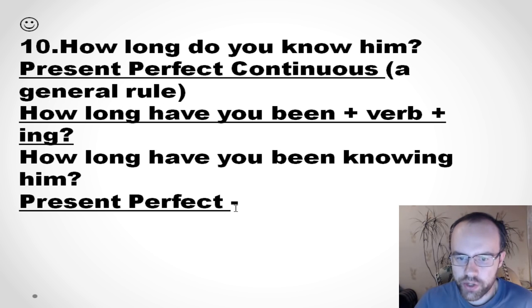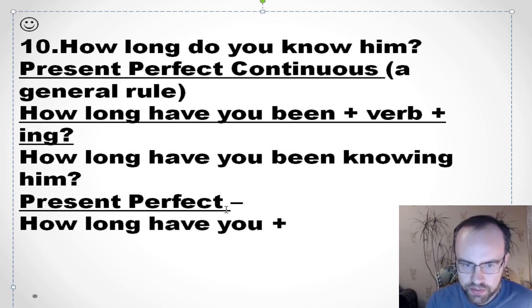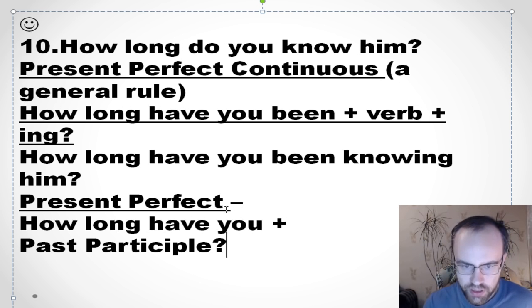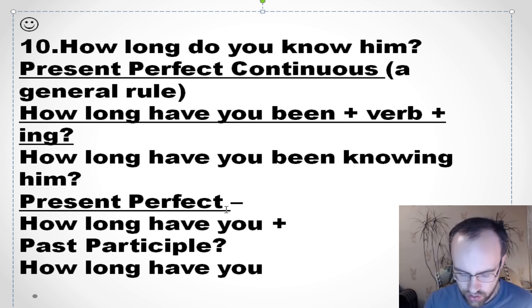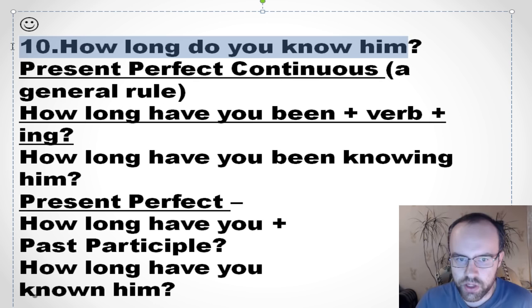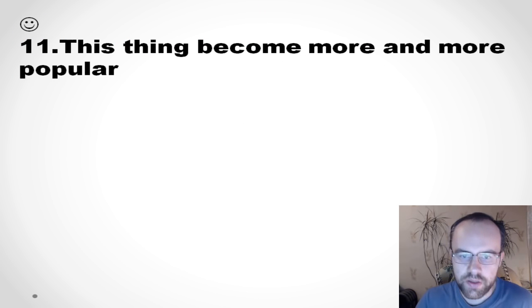How will you ask a question in present perfect? How long have you plus past participle, or the third form. So it will be, how long have you known him? Okay, how long have you known him? But not this way. It's incorrect. So how long have you known him? It's okay now.